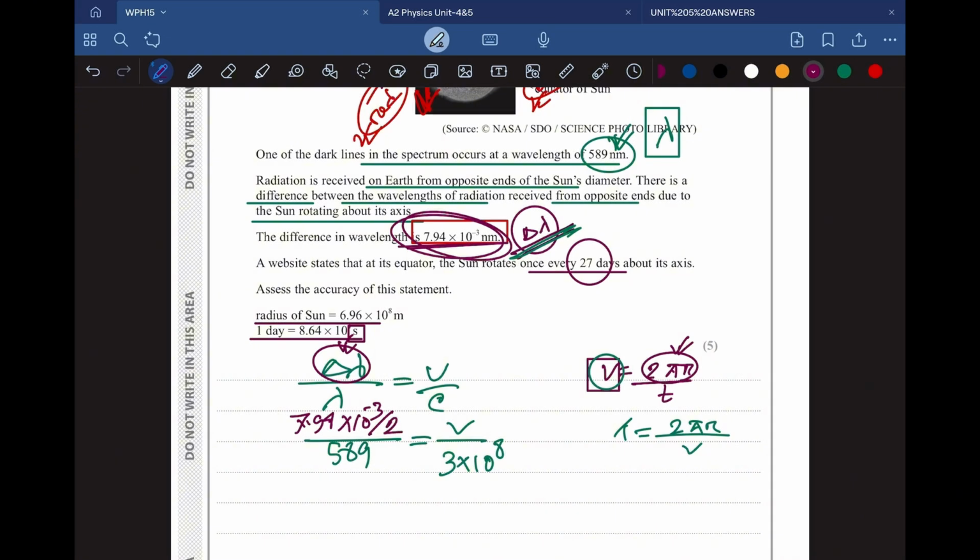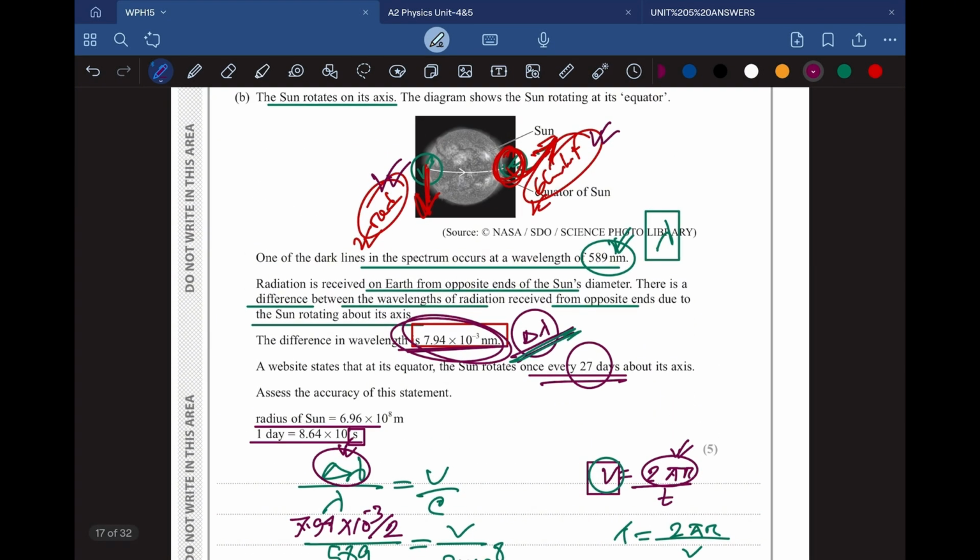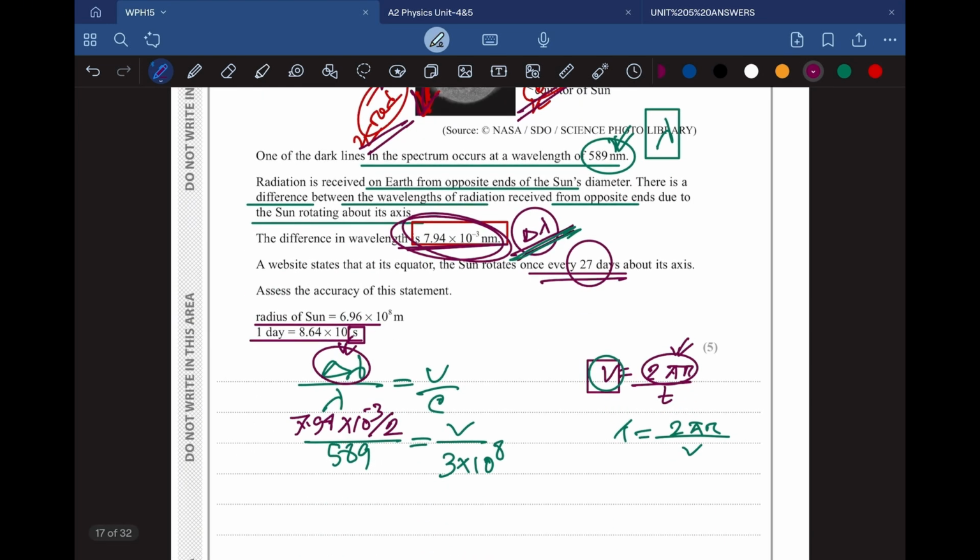Now a question might arise in your mind, why did I divide it by 2? Because here we are asked to assess whether the sun rotates once every 27 days, and here we can see one side of the sun moves towards the earth. Let's say the earth is right here at the back end of the sun, so this part of the sun is moving towards the earth and this part is moving away from the earth. So this is blue shift and this is red shift. So the total change in wavelength, this is the total difference in wavelength across both the sides. This del lambda is across both the sides.